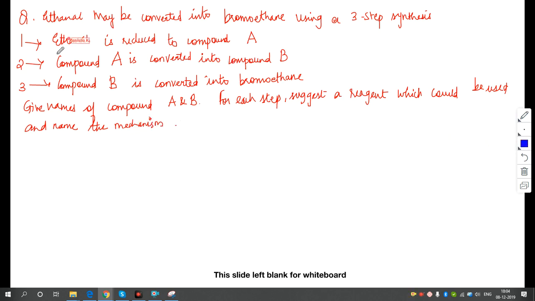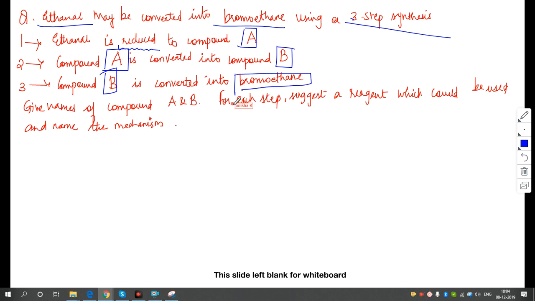What does the question say? Ethanol may be converted into bromoethane using a three-step synthesis. In the first step, ethanol is being reduced to compound A. Then compound A is converted to compound B. Compound B is then converted into bromoethane. Give names of compound A and B. For each step, list a reagent which could be used and name the mechanism.